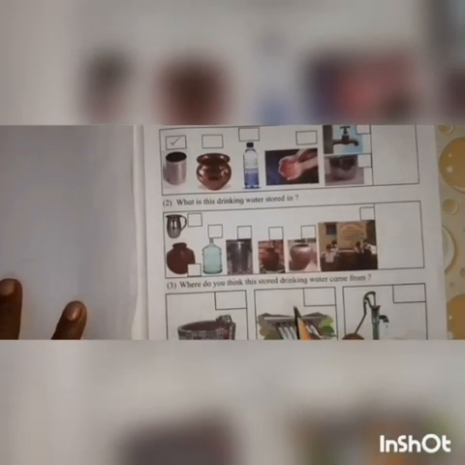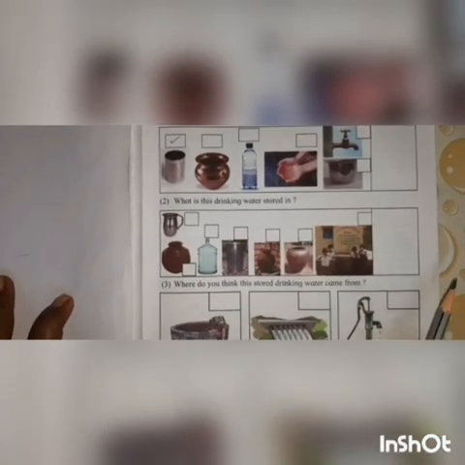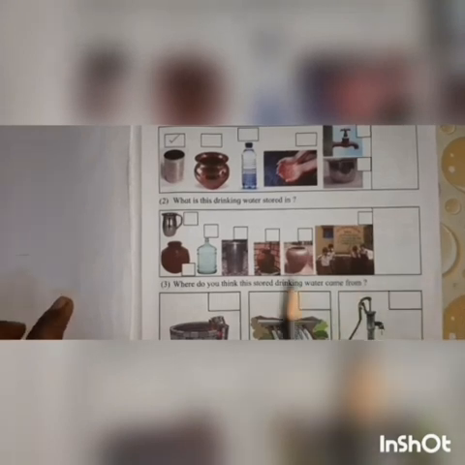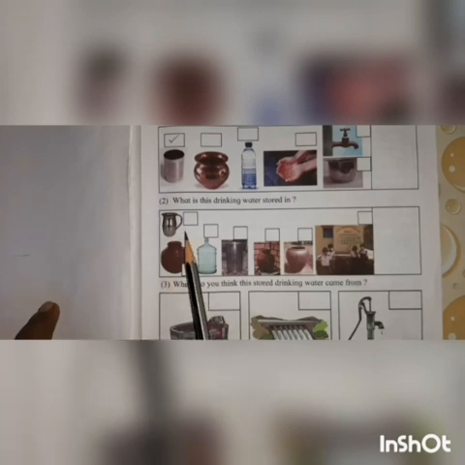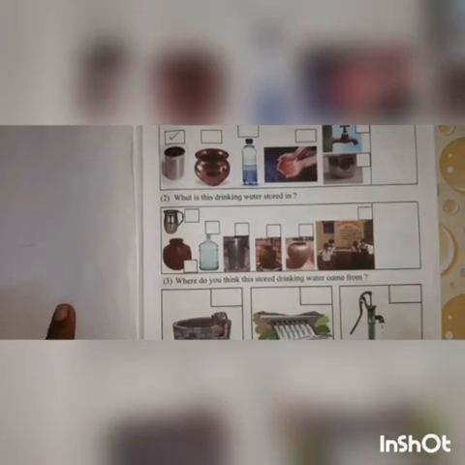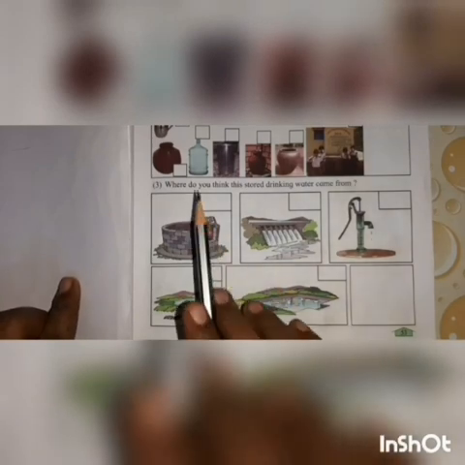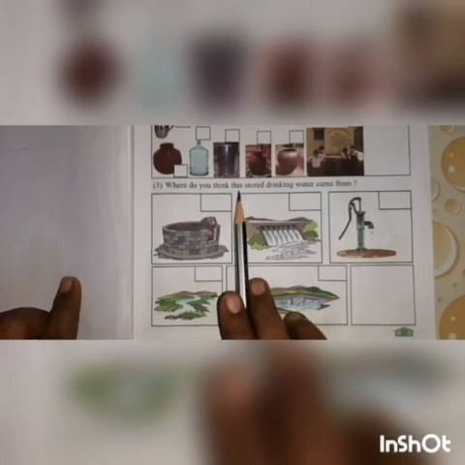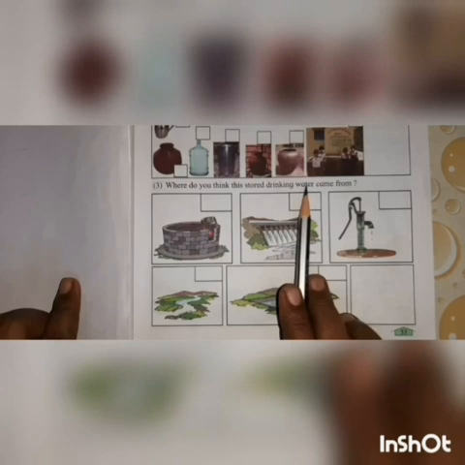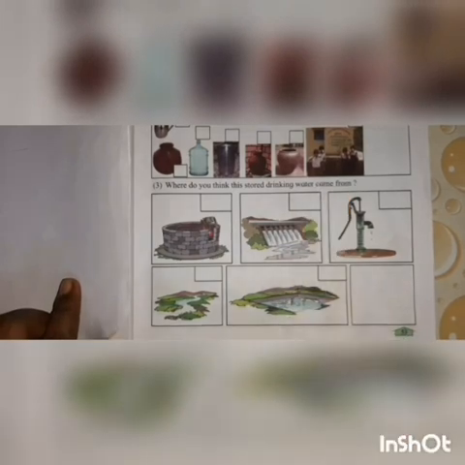Now, our second question is, what is this drinking water stored in? Now, you are going to take help of your mama, because mummy fills water in the house. So, where is she storing water? And then you are going to put a tick mark. Followed? Now, the third question is, where do you think this stored drinking water came from?